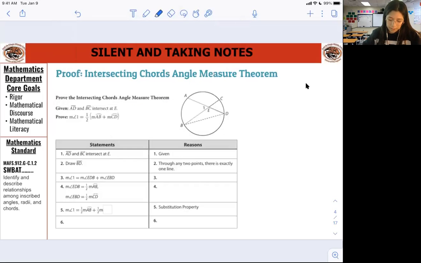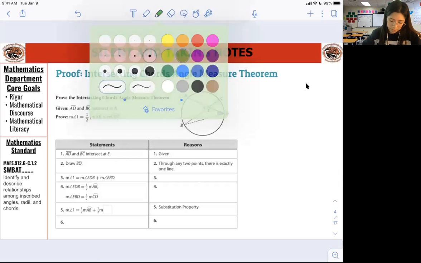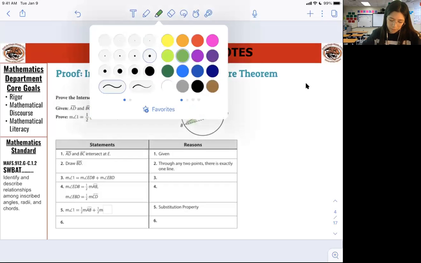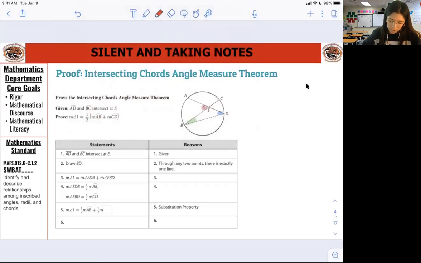Let me go highlight them. EDB plus EBD, EBD, plus this one. So they're telling me that angle 1 equals angle B plus angle D.